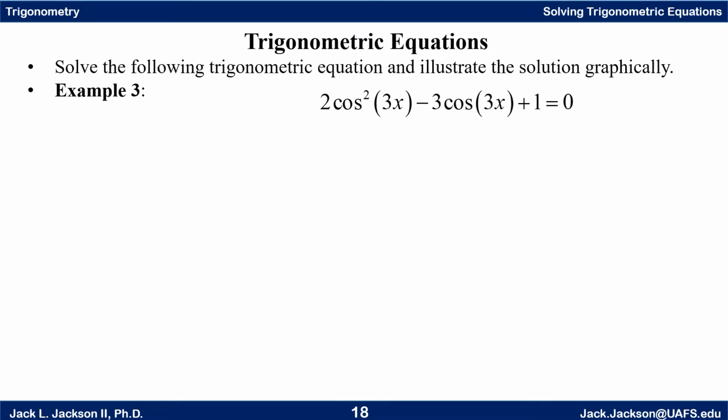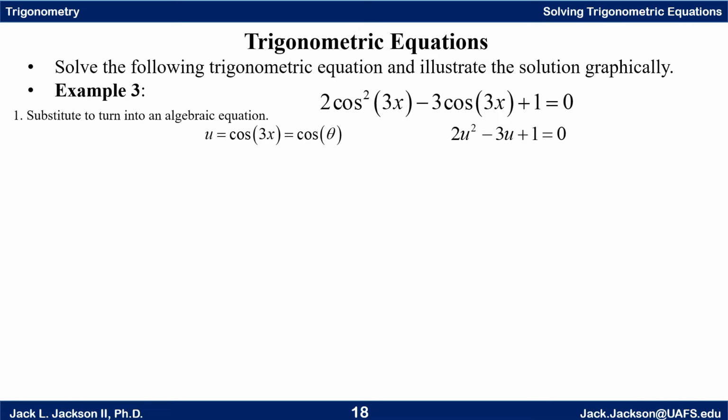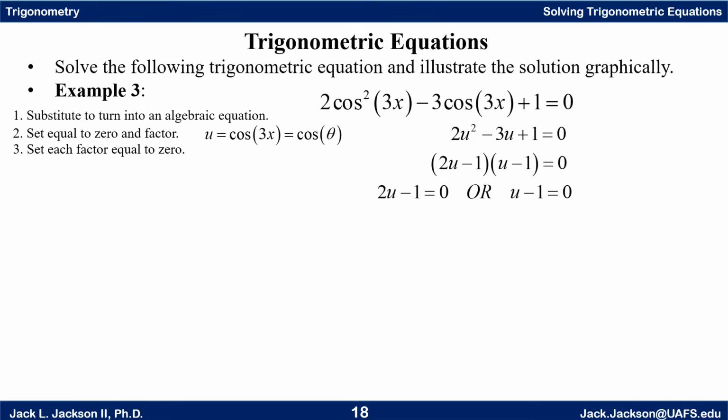All right, let's do a couple more examples. Here we have 2 cosine squared of 3x minus 3 cosine of 3x plus 1. Start by substituting to turn it into an algebraic equation. Let u be cosine of 3x, or cosine theta. We have 2u squared minus 3u plus 1. Set it equal to 0, which it is, and factor it. This factors as 2u minus 1 times u minus 1. Set each factor equal to 0. There we go. Solve each one of these.